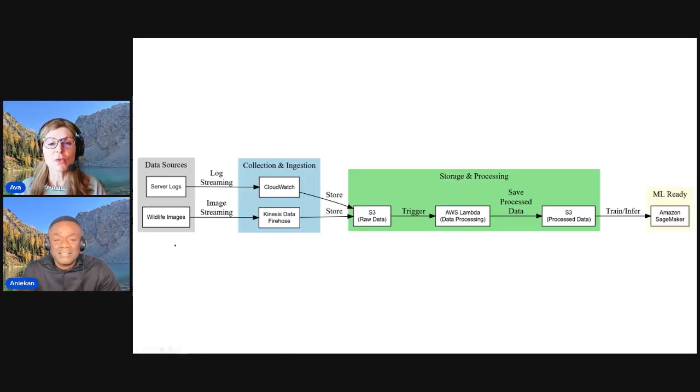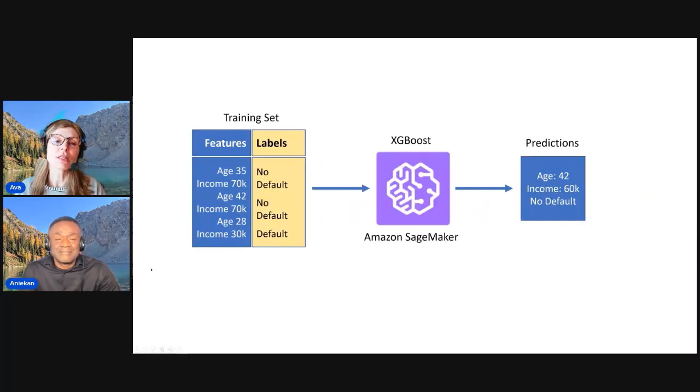Now, once we have the data, we need to get it ready or in the right format for our chosen machine learning algorithm. Yes, I love how you put that, Ava, because different machine learning models might have different expectations about what the data they are given looks like. For example, supervised machine learning algorithms like XGBoost, which is available as one of Amazon SageMaker's built-in algorithms, expect to receive labeled data.